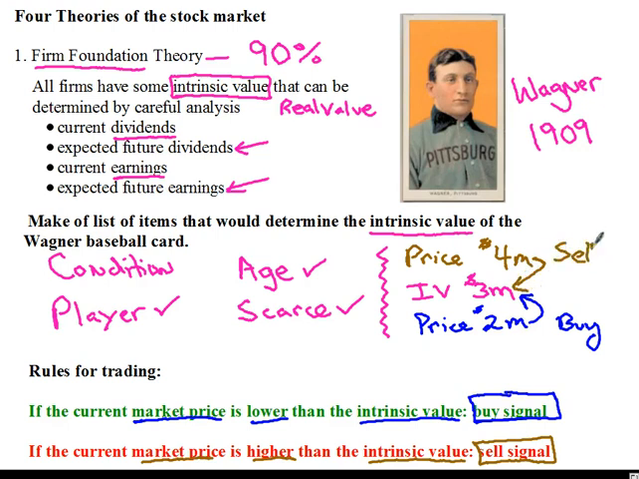I want to sell it right now when I can get $4 million before the price goes back to $3 million. So let me say these rules again. If the current market price is lower than the intrinsic value, buy it. If the current market price is higher than the intrinsic value, sell it. That's what I believe about baseball cards. And that is also what we're going to believe if we are firm foundationalists. That is what we're going to believe about buying and selling stock. These will be the same rules for trading that we just used for a Honus Wagner baseball card.